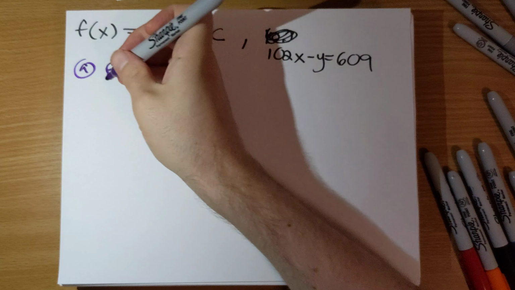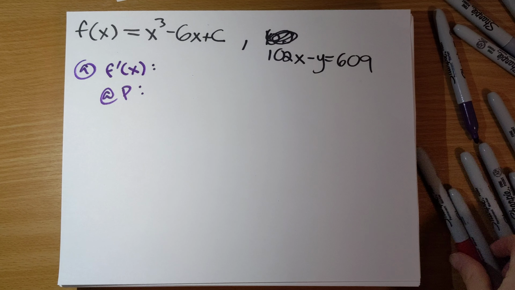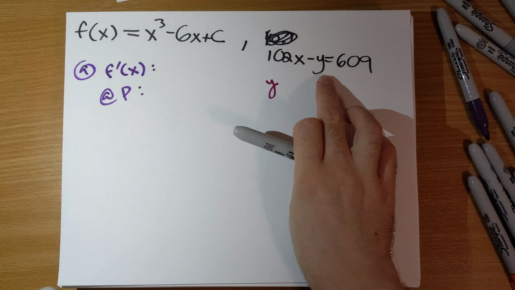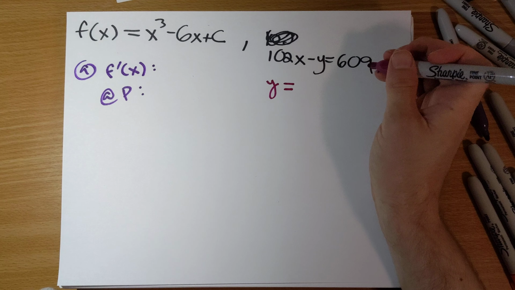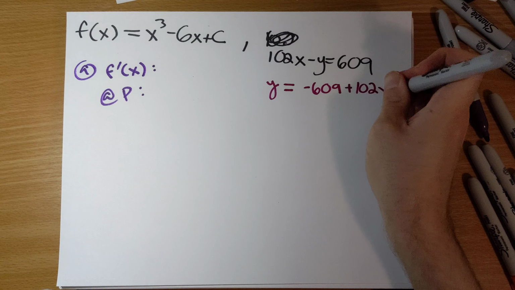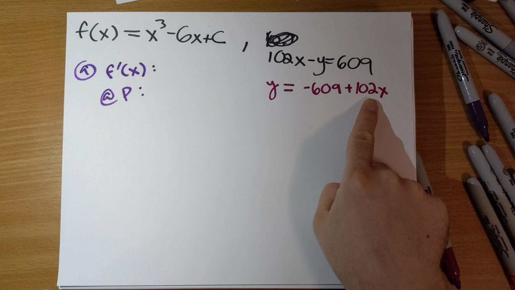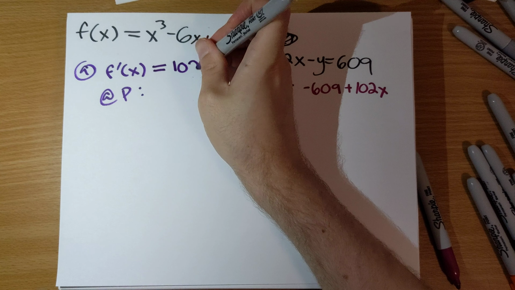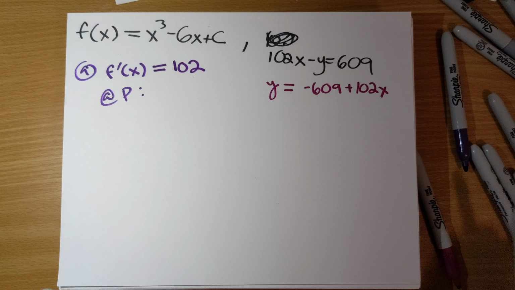Well, this is going to be the slope of the tangent line. We can look at this equation right here and without too much difficulty determine the slope of the tangent line. If I rearrange this, we get y is equal to negative 609 plus 102x. And so what's the slope of this line? The slope of this line is 102. So at point P, f prime of x is equal to 102.